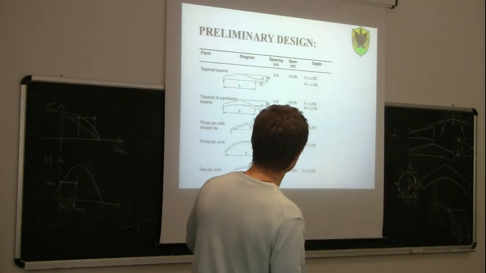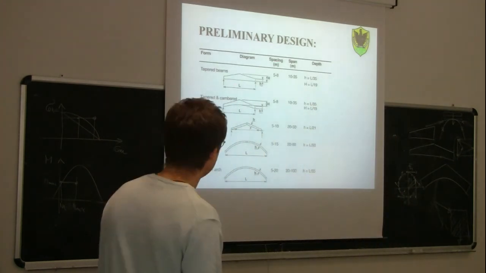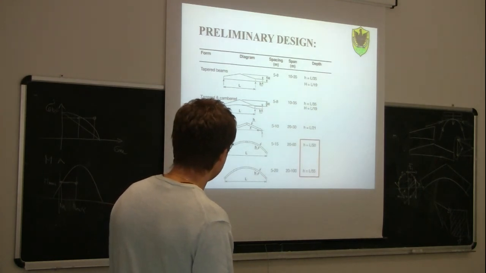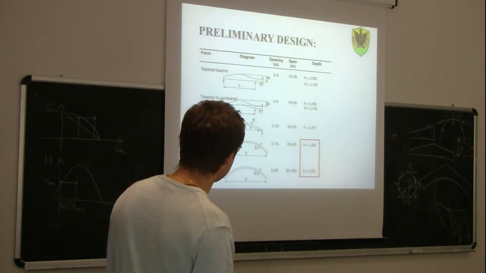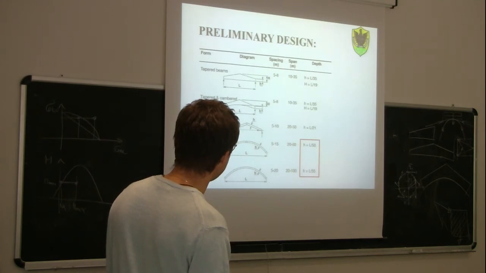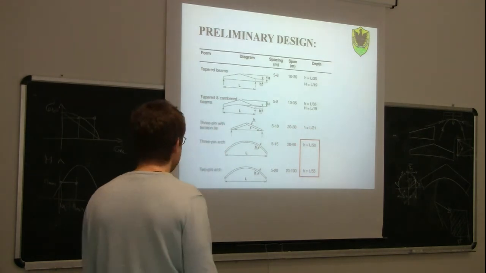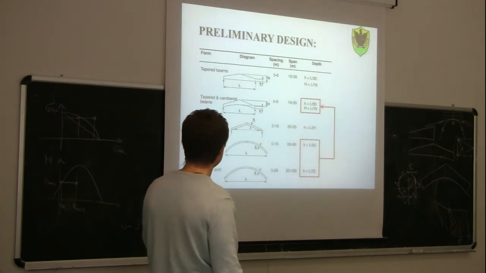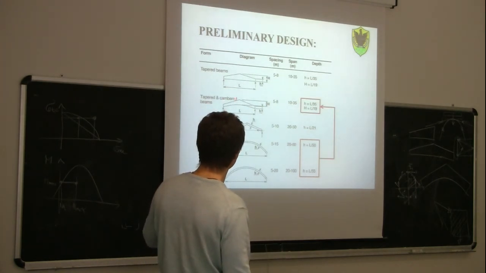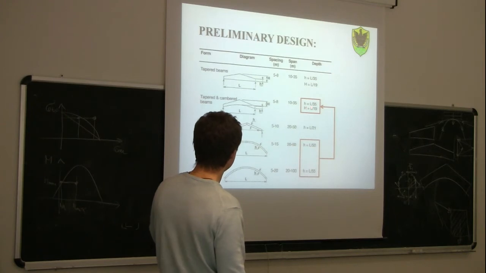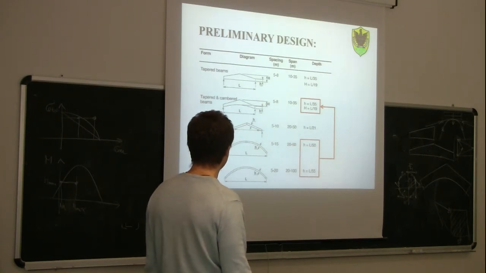And here you can see some of the tables that were shown yesterday. As I said before, for a 3-pin arch, the spacing should be between 5 and 15 meters, for a 2-pin arch 5 to 20, span 20 to 60 for the 3-pin arch, span of the 2-pin arch 20 to 100, and the depth, you see here, L over 55 and L over 50. If you compare this with the other members, for example tapered and cambered beams, you see that the ratios are much lower in this case.